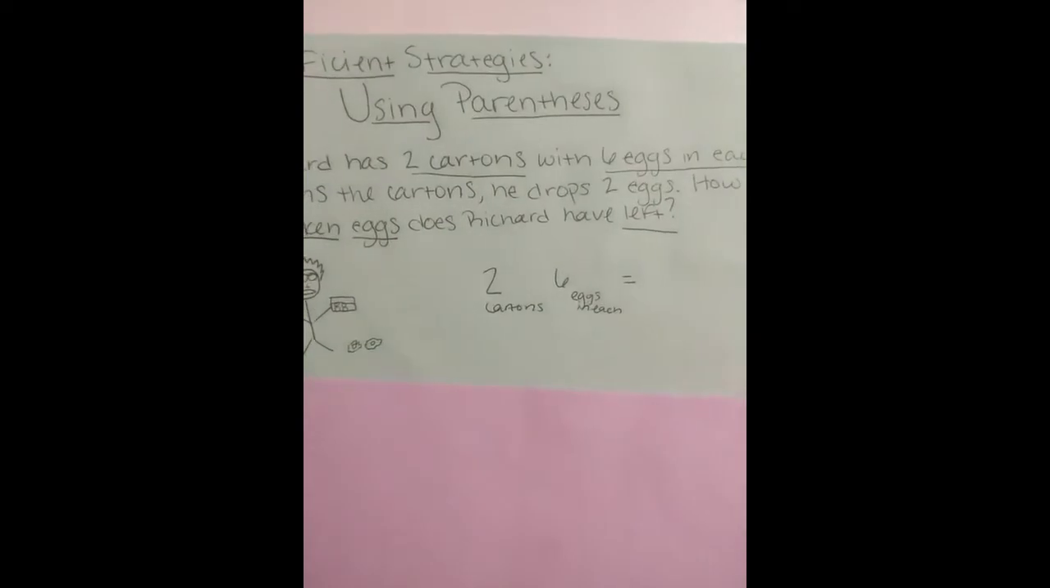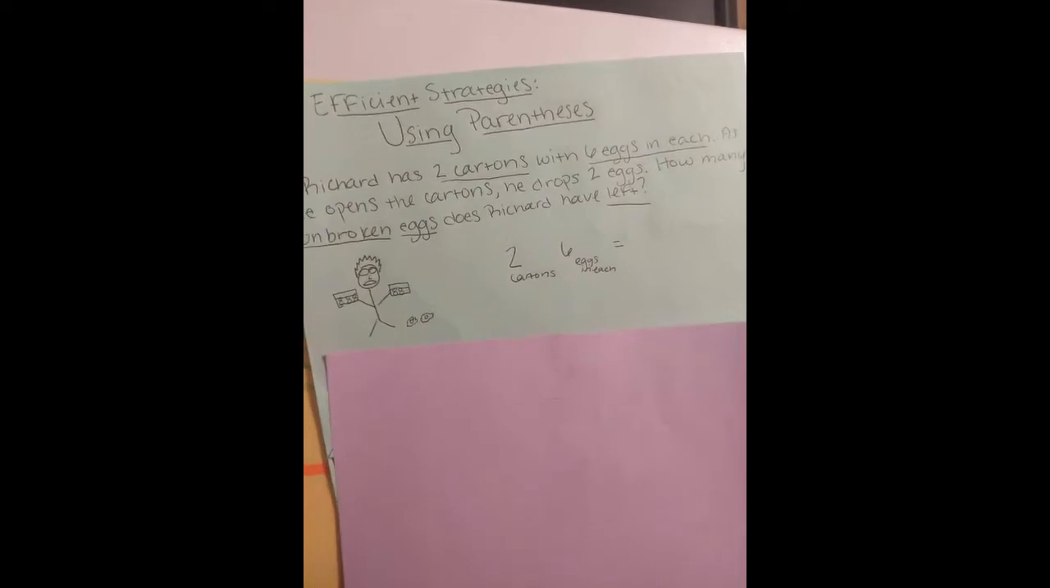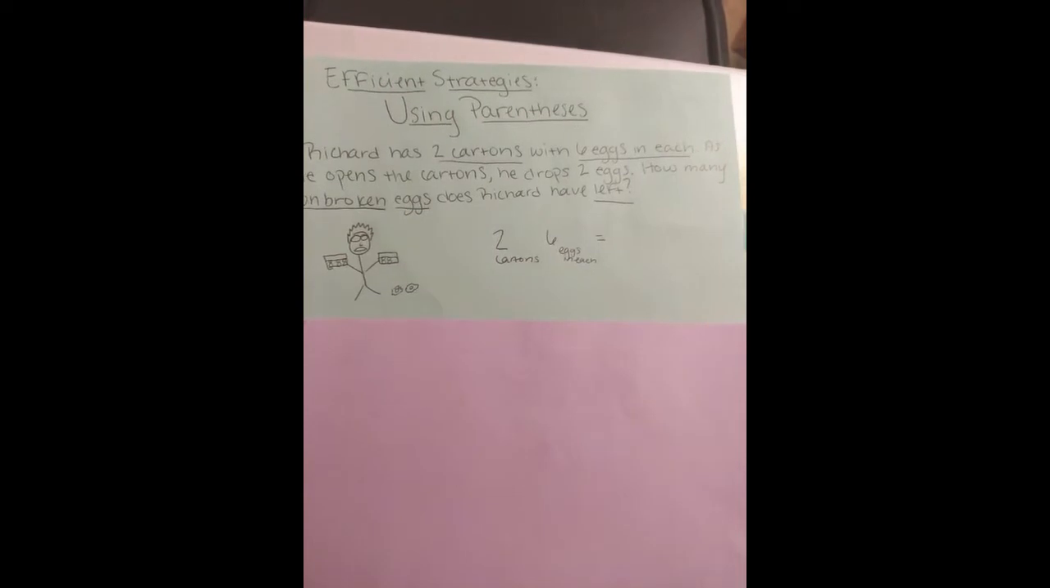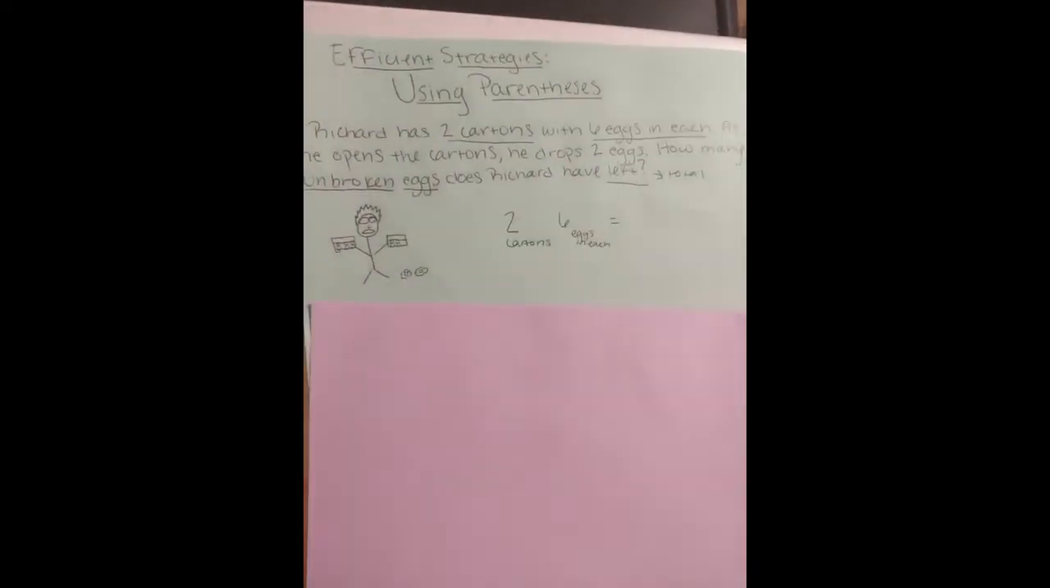So, anything with an in each is going to tell us that we're either multiplying or dividing. So because we are looking for what's left, we're looking for a total. And when we're looking for a total, we are going to be multiplying, okay? So 2 times 6 should give us 12, and this will be our total. But are we done? Nope.